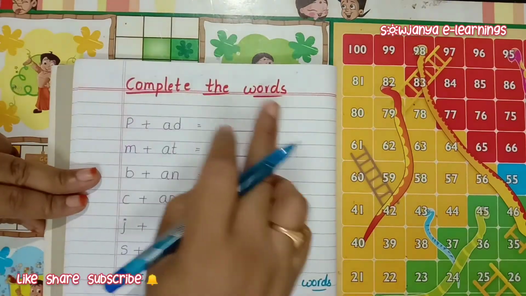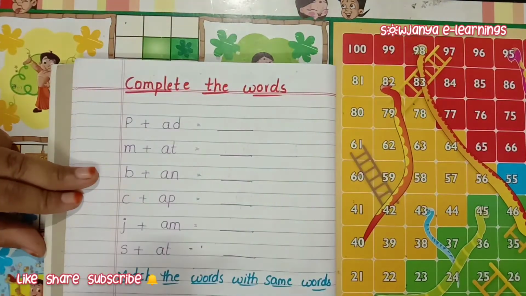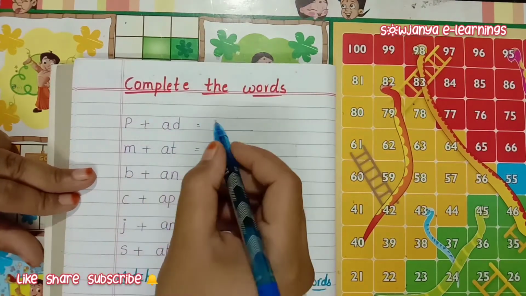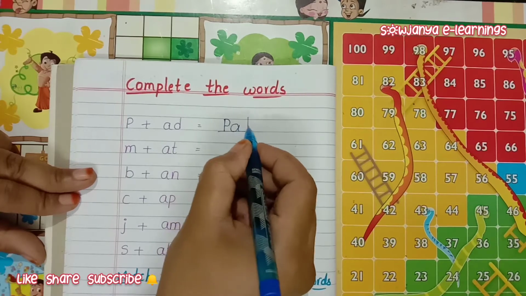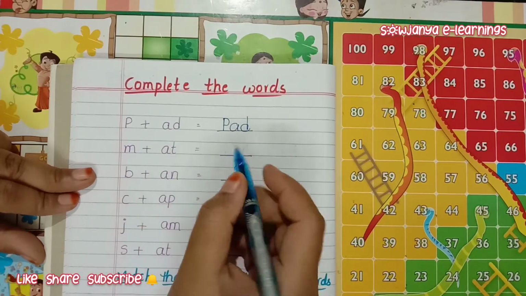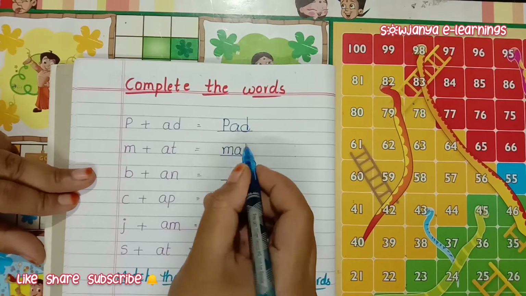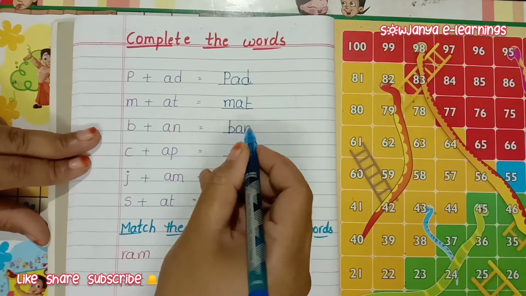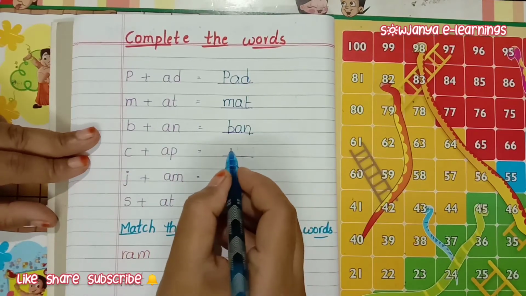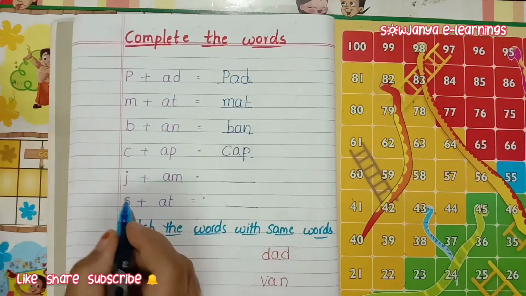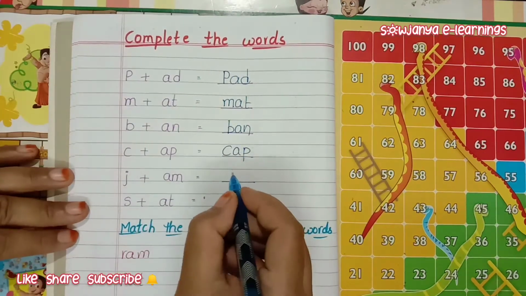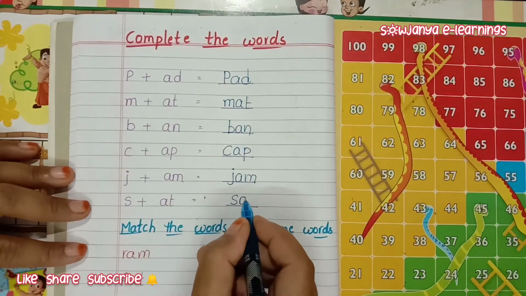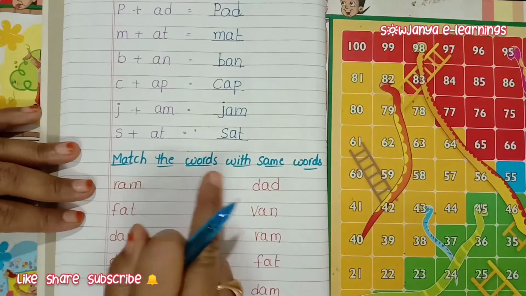Now here, complete the words. See here I have given some words. We have to write them in the correct form. P plus ad, pad. Ma plus t, mat. B plus an, ban. K plus ap, cap. J plus am, jam. S plus at, sat.